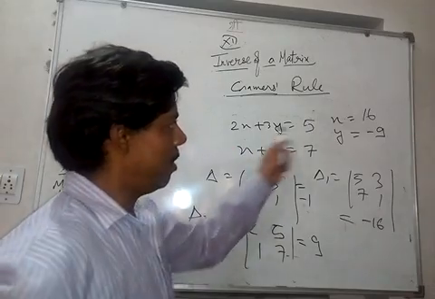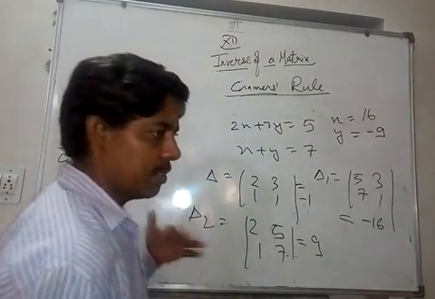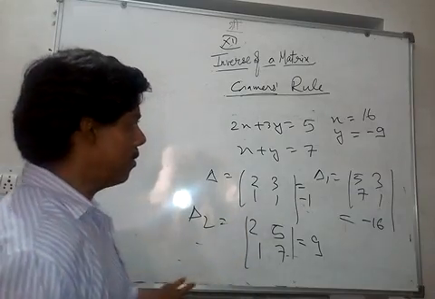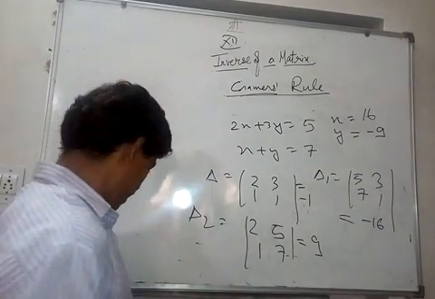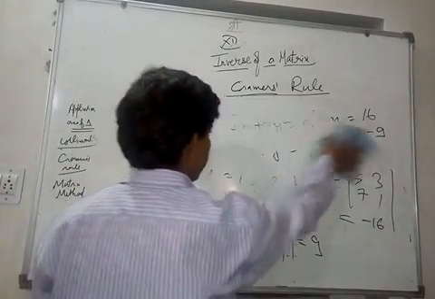So this is how you get the answers for x and y. Simple equations, you know how to solve them, but this is the new rule, Cramer's rule. Its importance comes when we have three equations. So when you have three equations, you can directly apply Cramer's rule. And how is that?